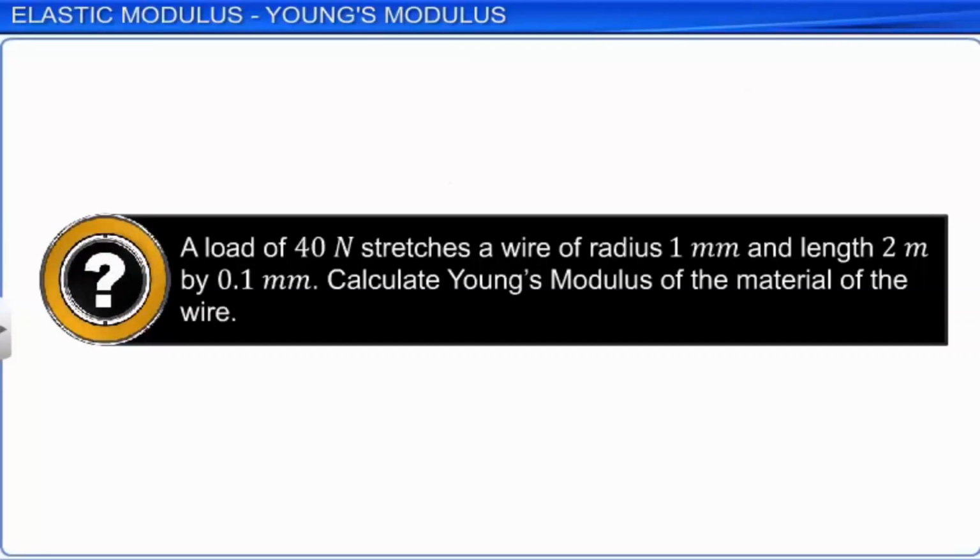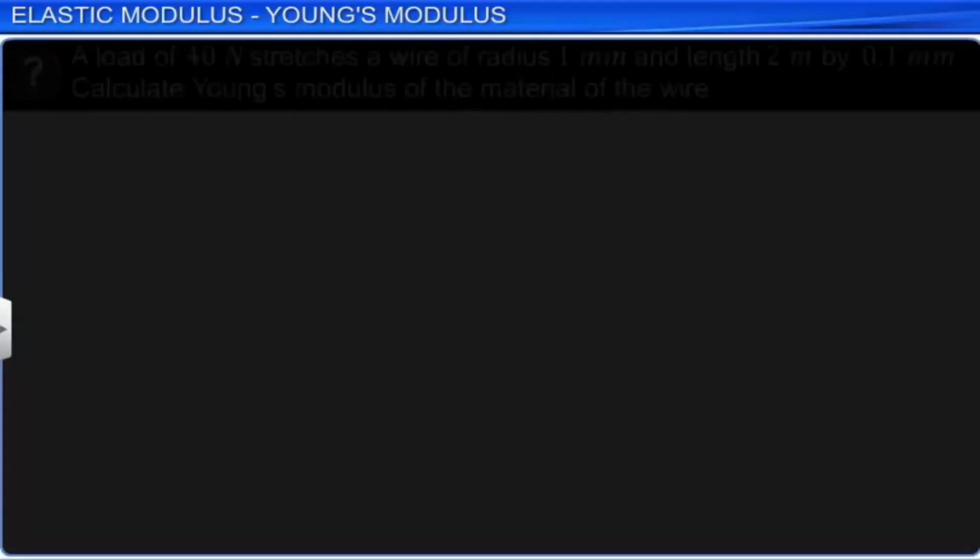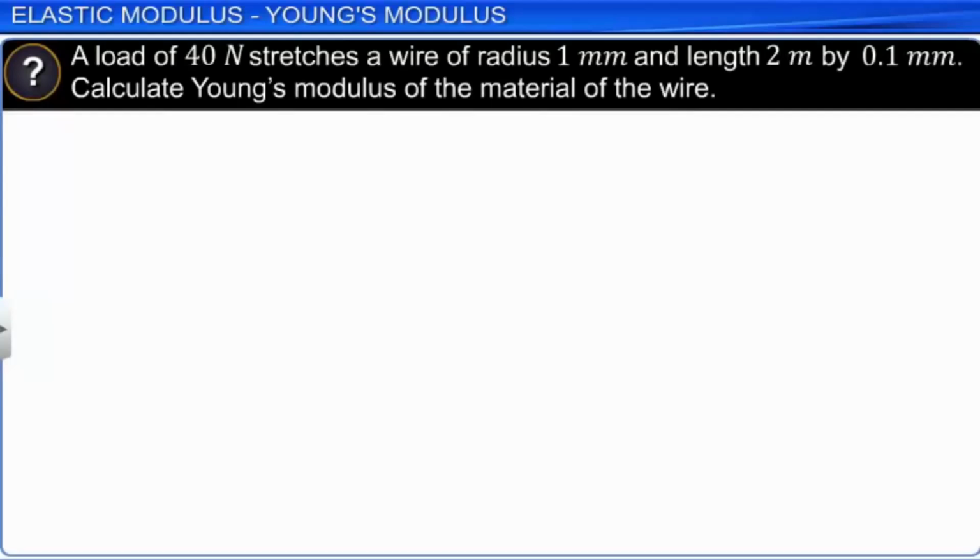We will now solve a numerical problem. A load of 40 newtons stretches a wire of radius 1 millimeter and length 2 meters by 0.1 millimeter. Calculate Young's modulus of the material that the wire is made of. The values given in the problem are force F, length L, extension delta L and the radius r of the wire.